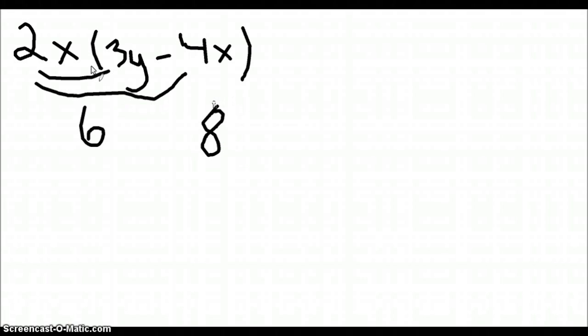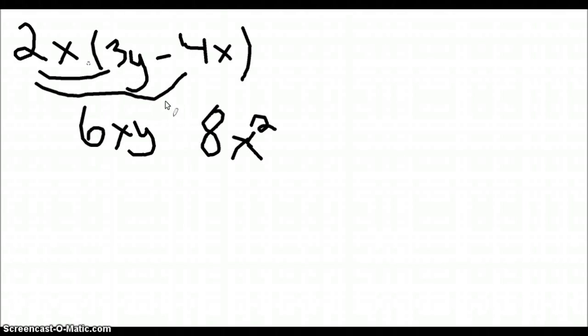Now, since there's a variable on the outside of the bracket, you're going to have to multiply it with the variables inside the bracket. So, x times y would be xy. Multiplying variables is almost like adding them, so you just put them together like that. And so x times x would equal x squared. Since they are the same variable, they can go together like that.